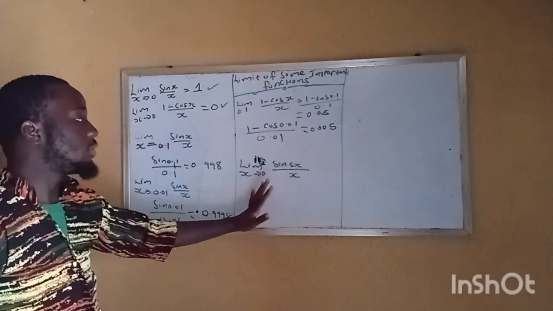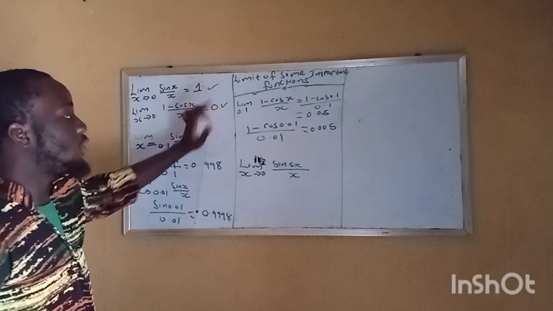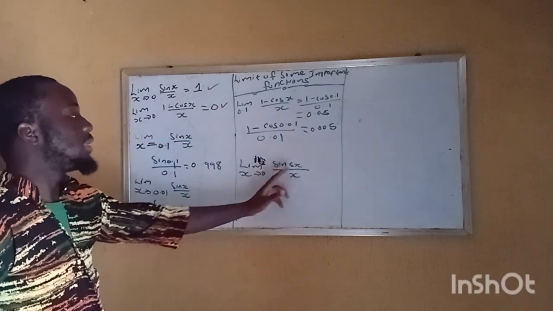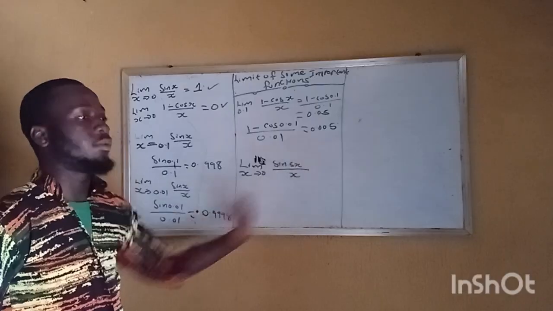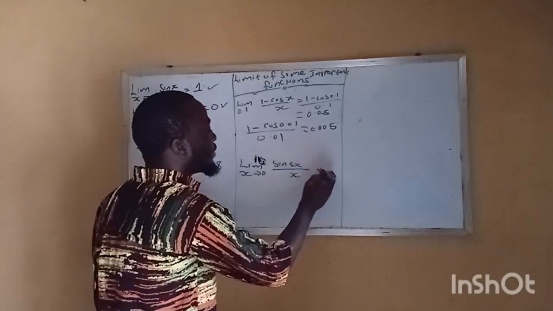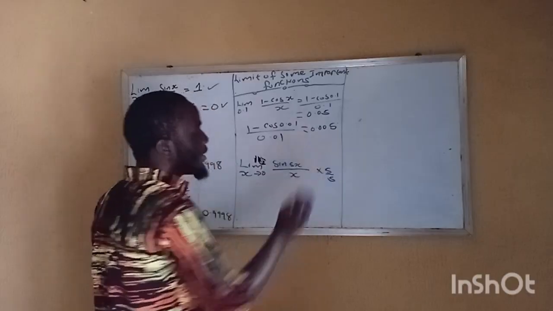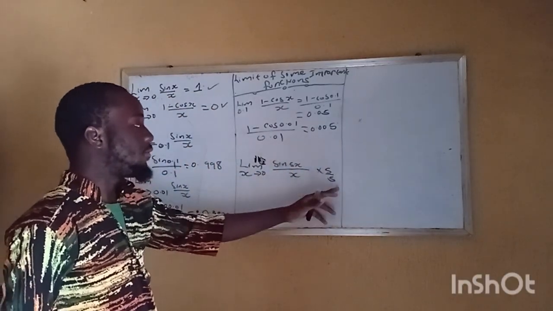From here, what you just need to do is that you know sine x over x is always equal to 1. Then you have to represent this so that what is inside the sine must also be in the denominator. We have sine 5x over x. We can just multiply by 5 over 5. Are you getting me? 5 over 5 is 1, so it doesn't affect the equation.